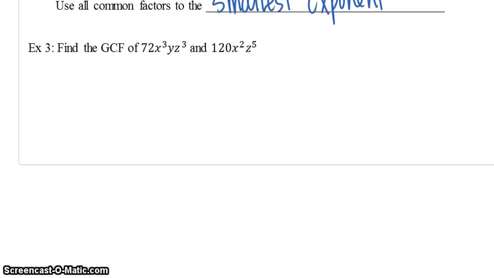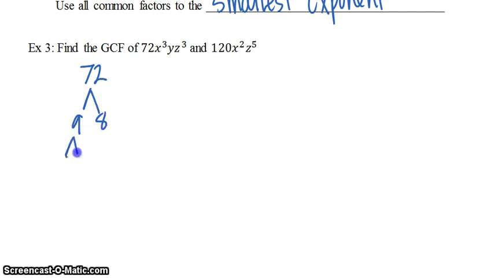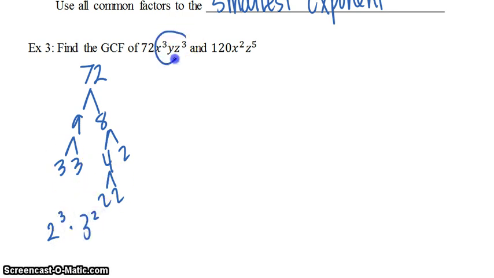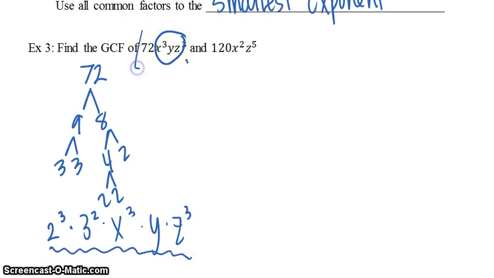So first, I'm going to find the prime factorization of just 72 first. I'm going to worry about that. So I know I can split it up as 9 and 8, so that gives me 3 and 3, and 4 and 2, which is also 2 and 2. So my prime factorization is 2 to the third times 3 squared. But now I still need to account for those, so I'm going to just write them next to it. So it's going to be x to the third times y times z to the third. So that is my prime factorization for this first one.